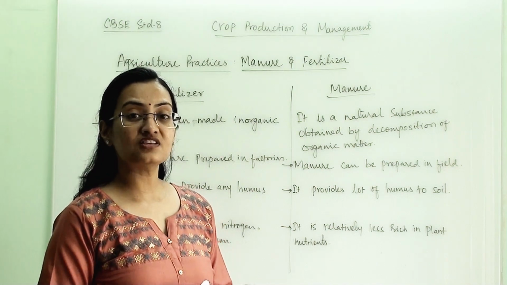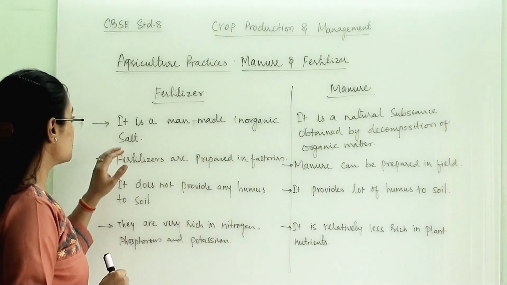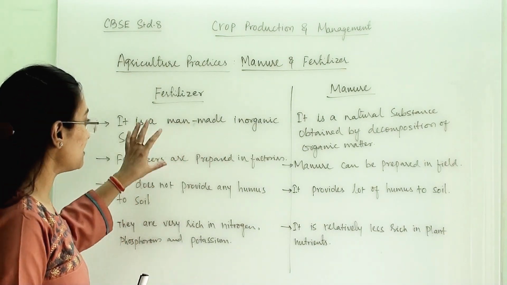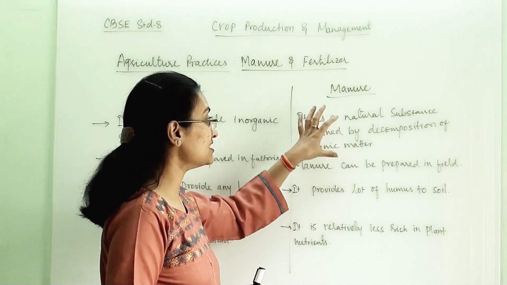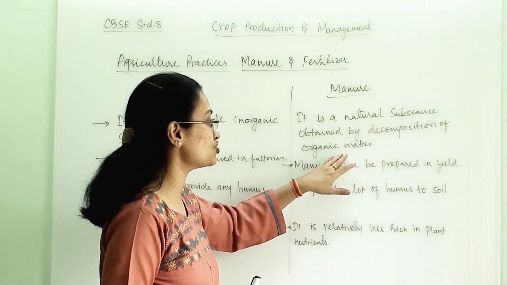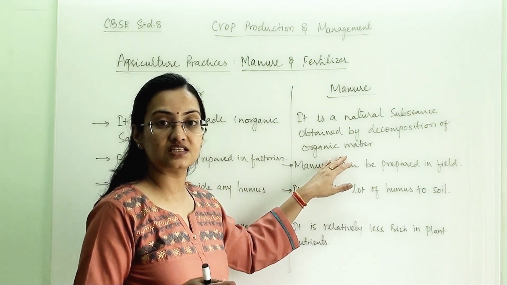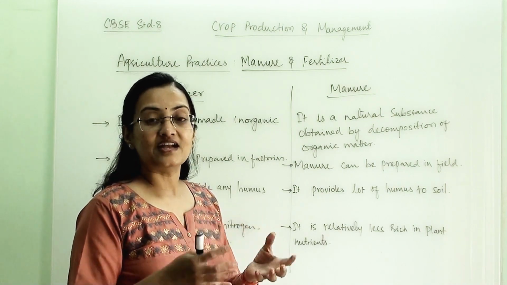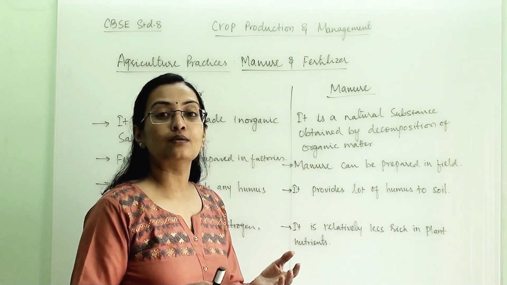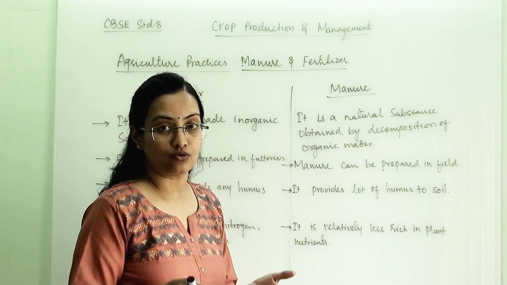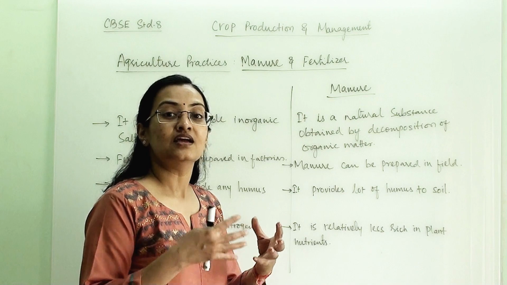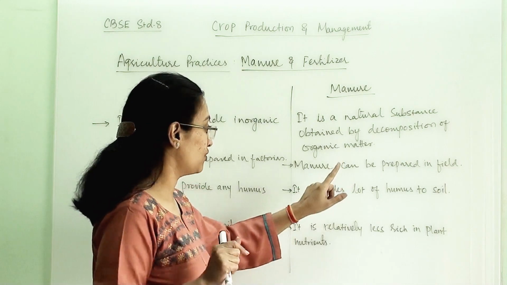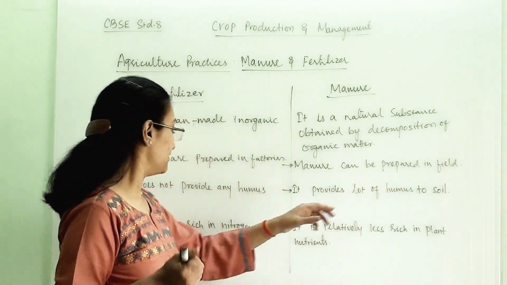Let us understand the difference between fertilizer and manure. Fertilizers, as we discussed, are man-made inorganic salts. We make them in factories, whereas manure is a natural substance obtained by decomposition of organic matter. Earlier we discussed that a farmer will dig a pit, drop all the animal waste and dead plant leaves into that pit, and allow them to decompose by bacteria or microorganisms. What we get is decomposed organic matter, and it is called manure. So manure can be prepared in the field.